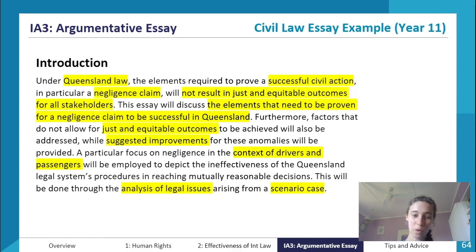So mine was about negligence, and it was about a driving scenario. So giving information again about under Queensland law, this particular idea of negligence, I'm saying that just and equitable outcomes won't be achieved. So I'm clearly stating in that first sentence, what am I talking about and what is my position on it?